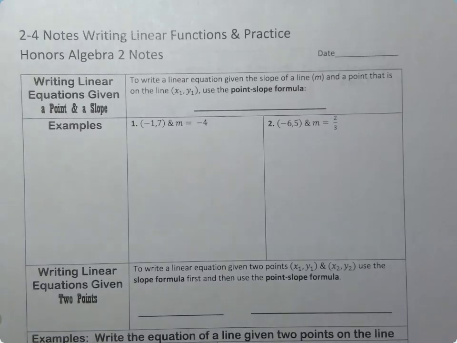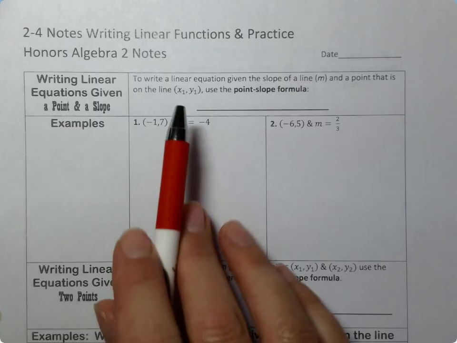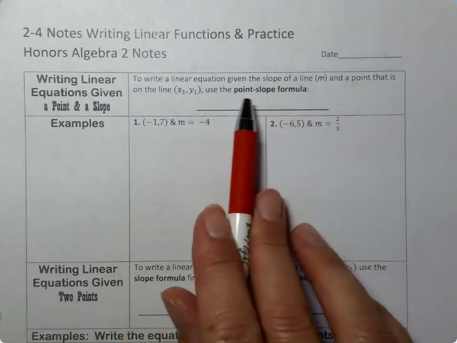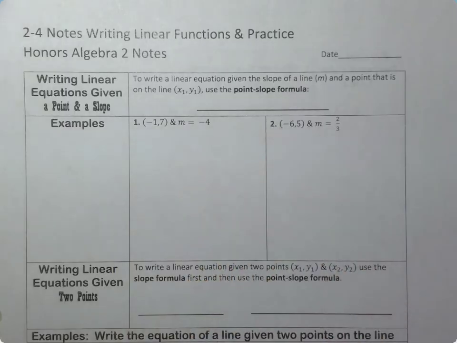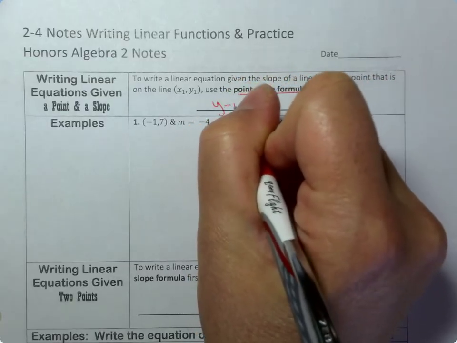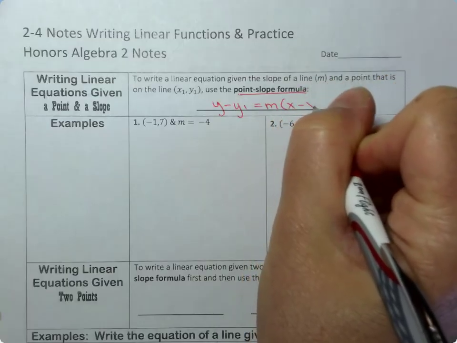We're doing 2-4 notes on writing linear functions. And again, this is a review, but we want to make sure that we have all of our facts straight and we can do this in different forms. So to write a linear equation given the slope of a line and a point, we're going to use something called point-slope formula. This is one of the ones that you're not as familiar with, but we want to be using it. So point-slope formula is y minus y1 equals m times x minus x1.